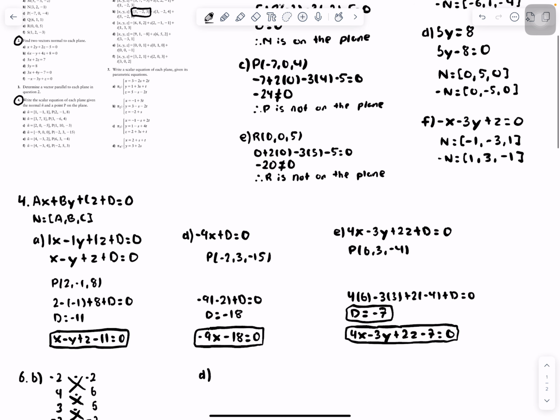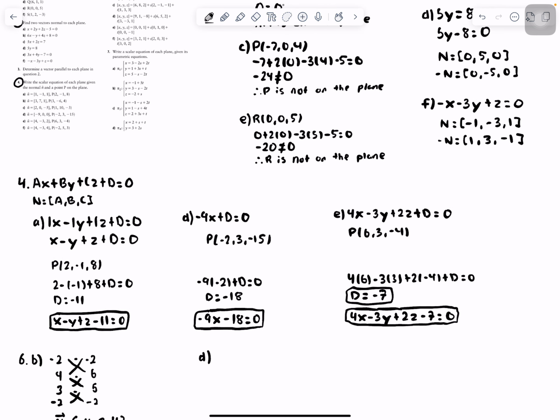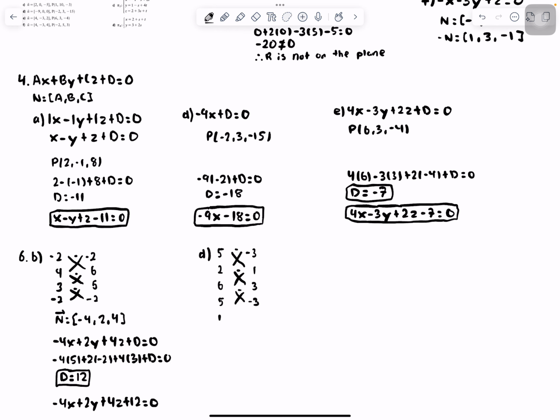So same deal. I'm going to do the cross product between the two direction vectors. So it's going to be 5, 2, 6, 5, and then negative 3, 1, 3, negative 3. Cross, cross, cross. Add your minus signs. Okay, let's find n.